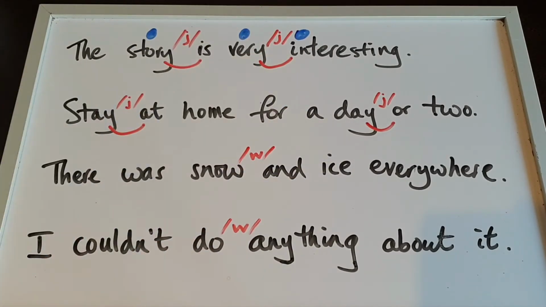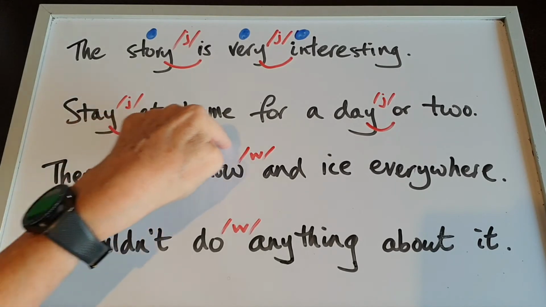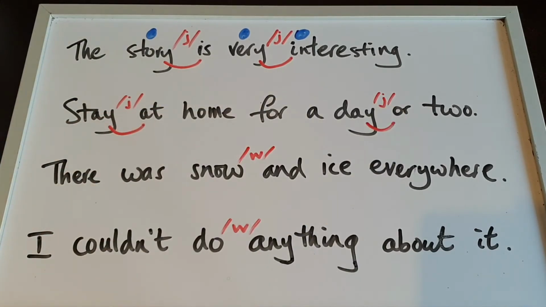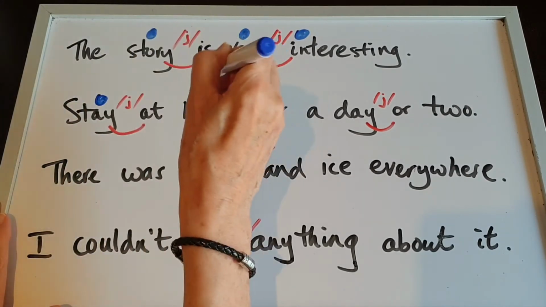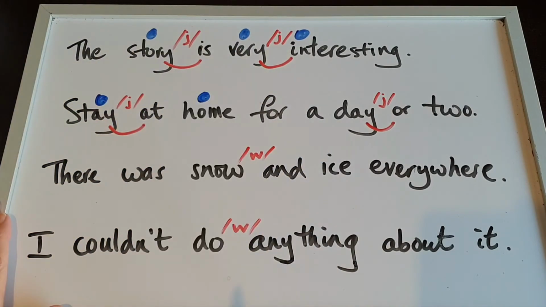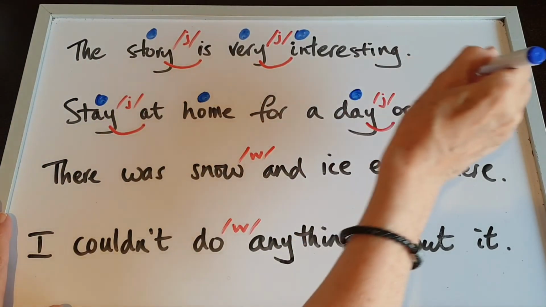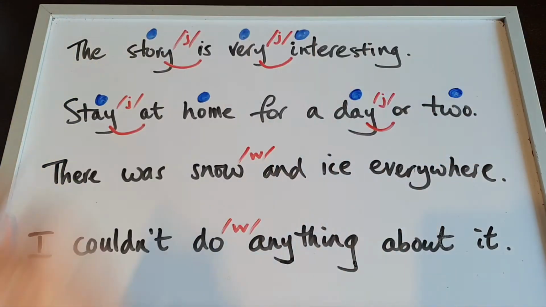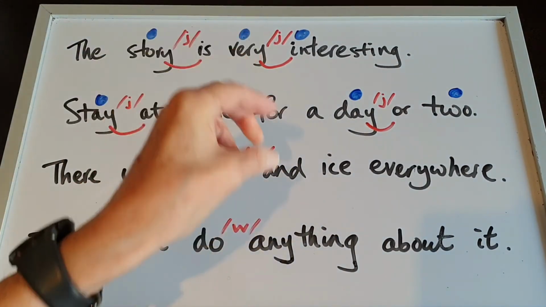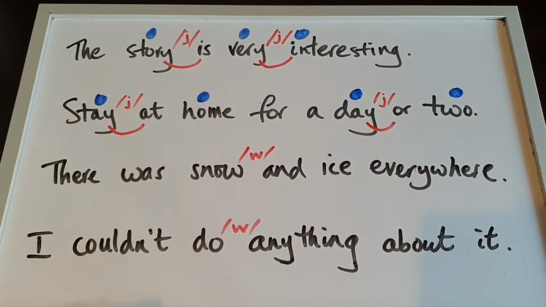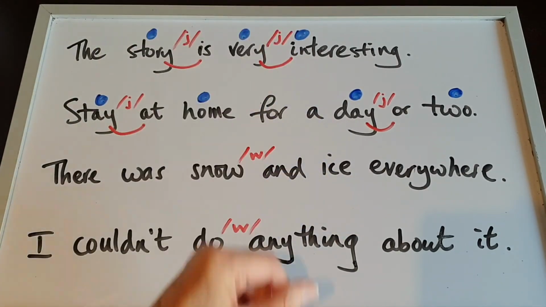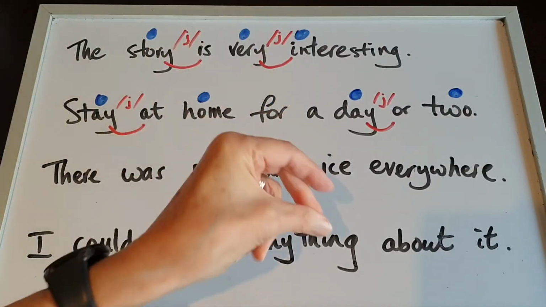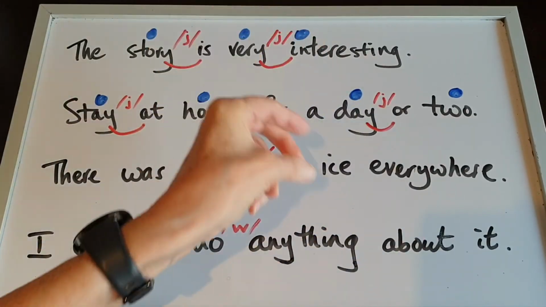Have a look at the next one. Which words are stressed here? Stay at home for a day or two. Stay, home, day, two. Stay at home for a day or two. Again, all the other words and sounds must fit the rhythm. Stay home, day two. Stay at home for a day or two.